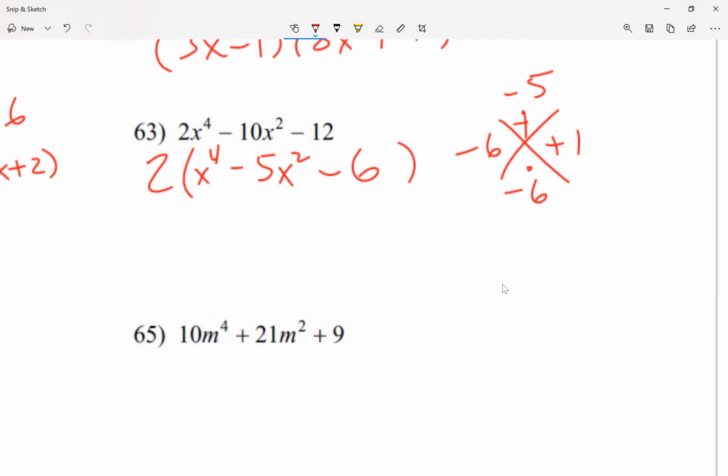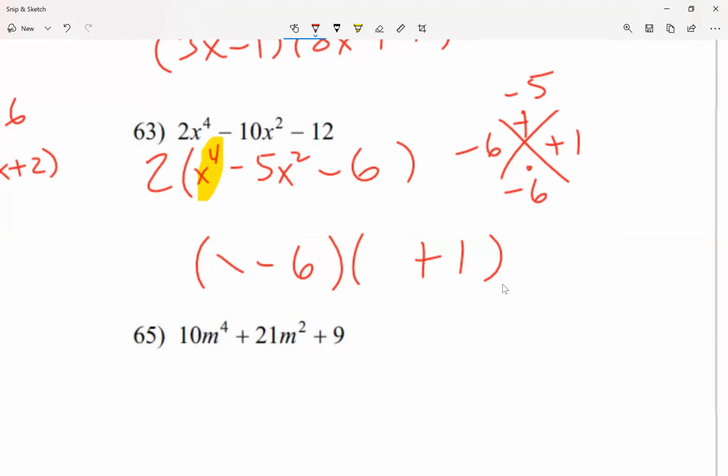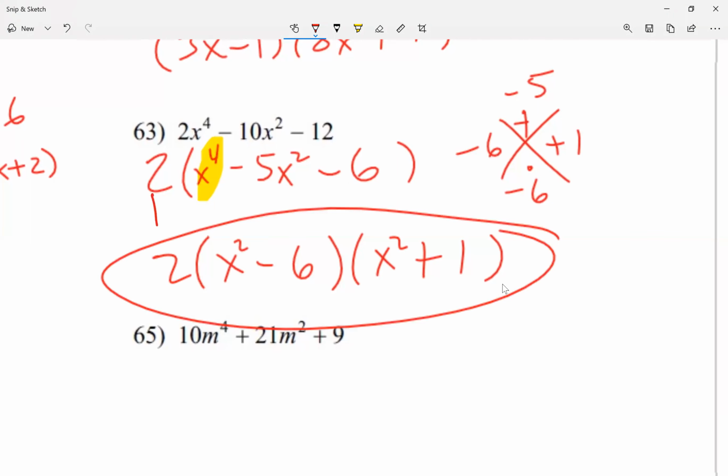So I'm going to do my two parentheses, and I'm going to say one of them will finish with a -6. The other one will finish with a +1. But I look at my exponent here, the x to the fourth. I have to cut my exponent in half. So I'm going to do x to the second, x to the second. Don't forget this little 2 at the very front. Notice how that was a factor to begin with, so don't forget that one.